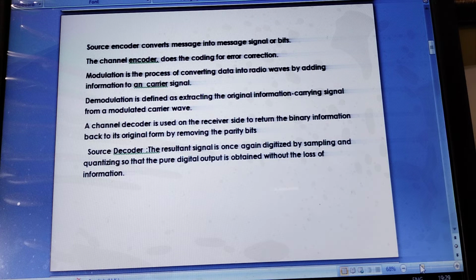carrier wave. Channel decoder is used on the receiver side to return the binary information, and source decoder: the resultant signal is once again digitized by sampling and quantizing so that we get a pure digital output. Often the deformatter converts digital data into an analog signal. Output transducer is the last block, which converts the signal into its original physical form. These are the blocks, this is the block diagram, and these are the functions of the individual blocks.